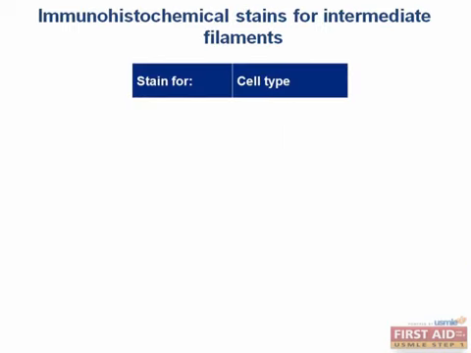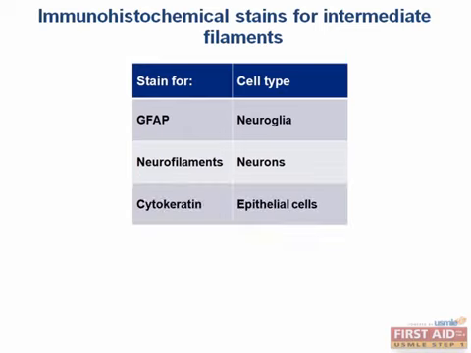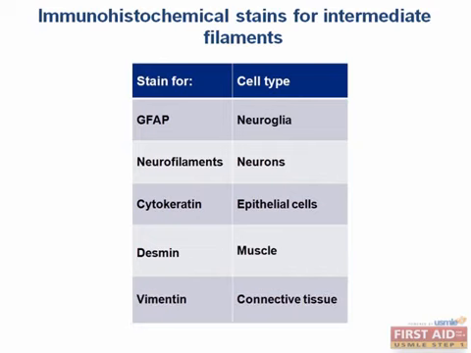Okay, sorry for jumping around a bit, but we're going to revisit intermediate filaments in the context of histological stains. Glial fibrillary acid protein, or GFAP, is found in neuroglia, such as astrocytes. Neurofilaments are obviously found in neurons, and cytokeratin is found in epithelial cells, which you can remember since epithelial cells in the skin are keratinized. Lastly, desmin is found in muscle tissue, and vimentin is found in connective tissue.